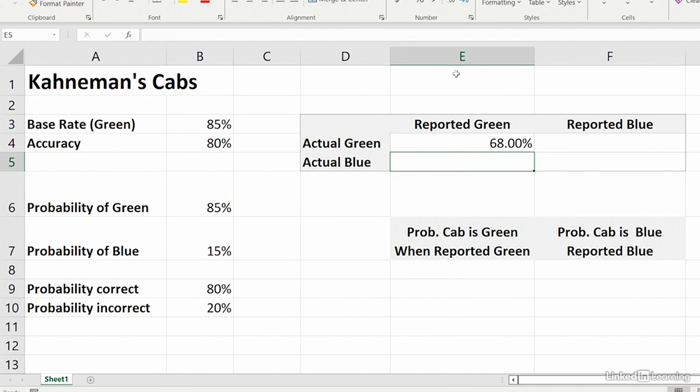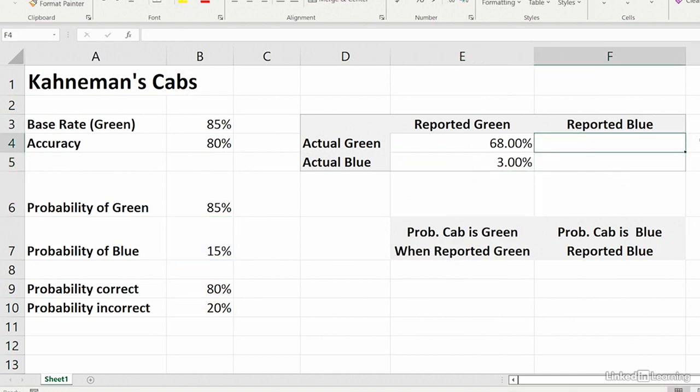Now in E5, we need to know the probability that the cab is actually blue, but was reported as being green. So type equal, and then the cab is actually blue, so that's in B7, the probability of it being blue, multiplied by the probability that the witness is incorrect, and that's in B10, and enter, and I get 3%.